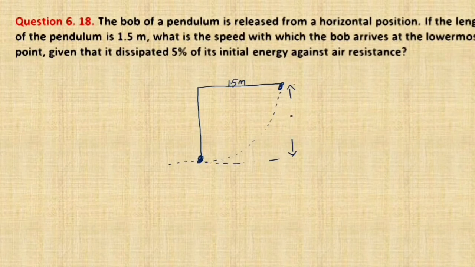Height is equal to what? Same as the length of the simple pendulum, that is equal to 1.5 meter. So what is the total energy it possesses now? That is equal to mgh. So the initial energy is equal to mgh.